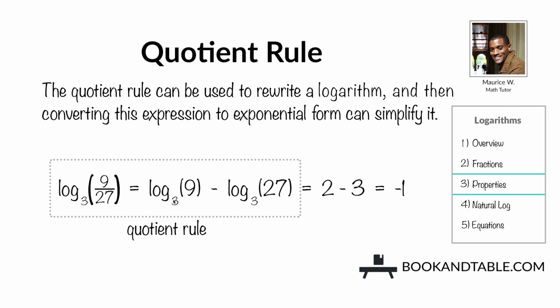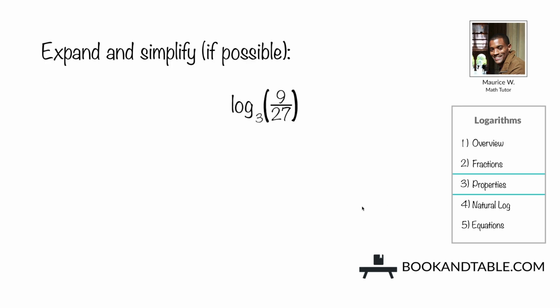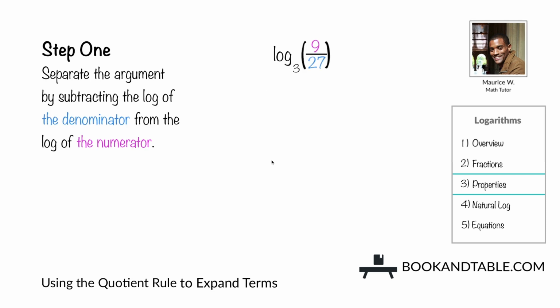And then once we have these individual terms, we can simplify each of these terms further by converting each logarithm to exponential form. So this will allow us to take a logarithmic term and simplify it to a numerical value. So let's start at the beginning and walk our way through. Let's say you were asked to expand and simplify, if possible, the log of base 3 of 9 divided by 27. So this is the example we were just looking at.